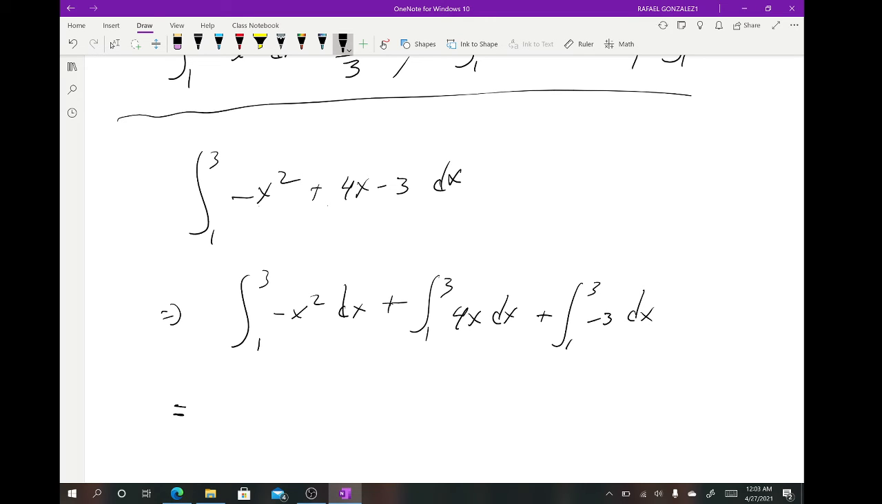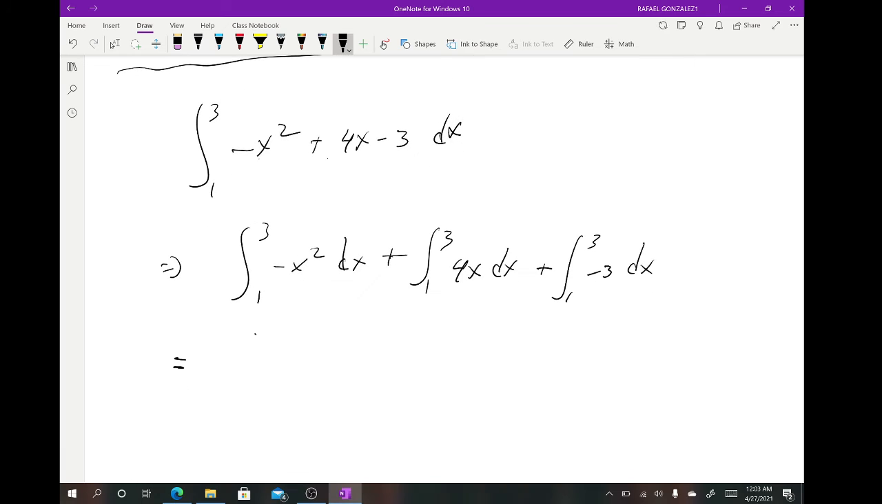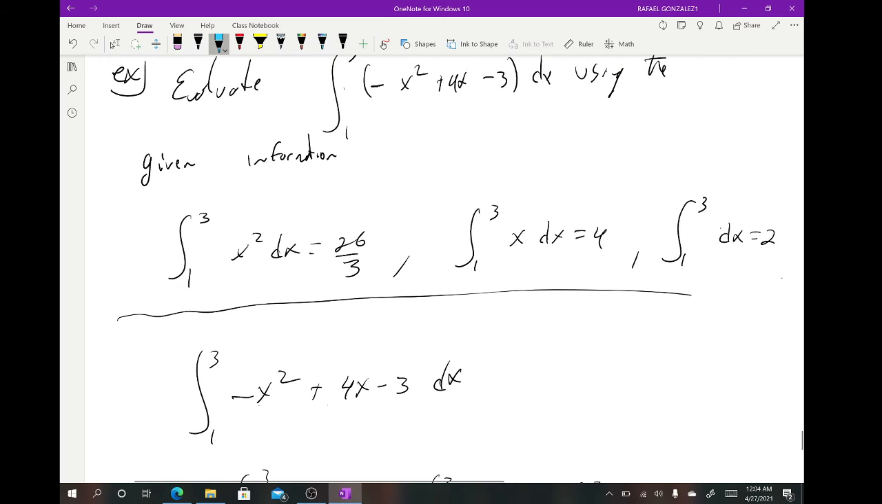Now, by the constant multiple rule, we can pull out certain things. From the first one, I can pull out a negative 1, so we get x squared dx. From the second one, I pull out a 4, so I get x dx. And from the last one, I'll pull out the whole negative 3, so we get 1 dx. And notice that now I can use the given information.